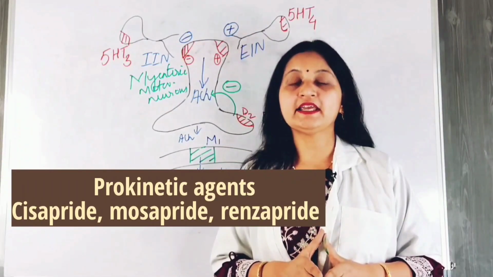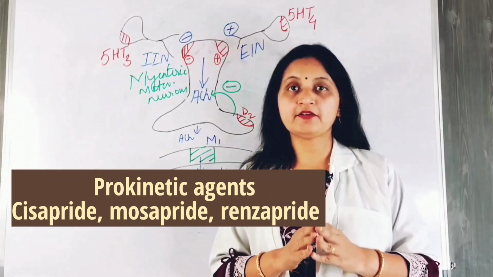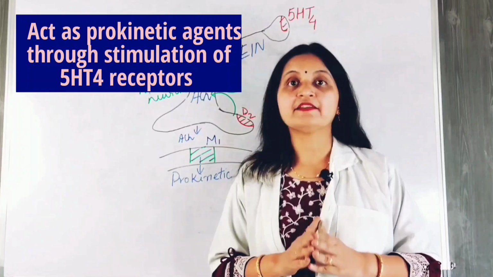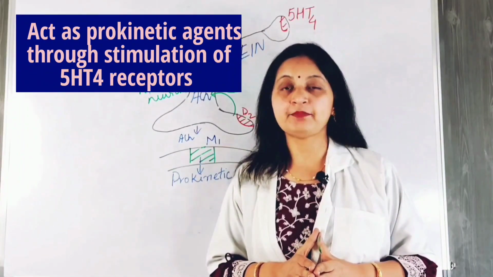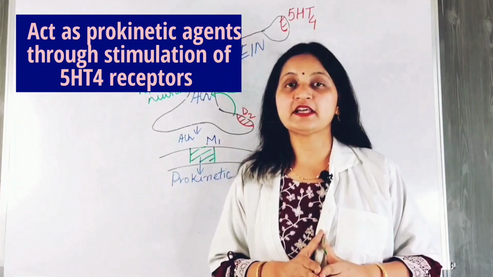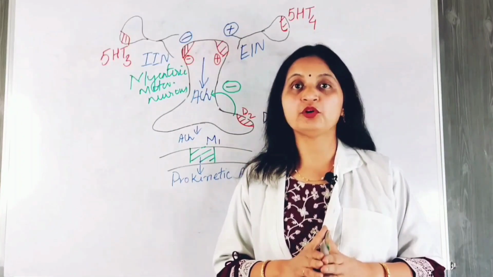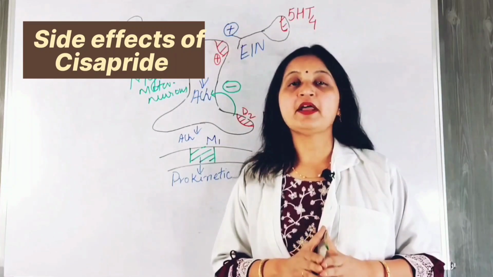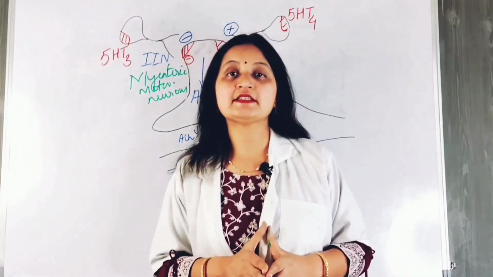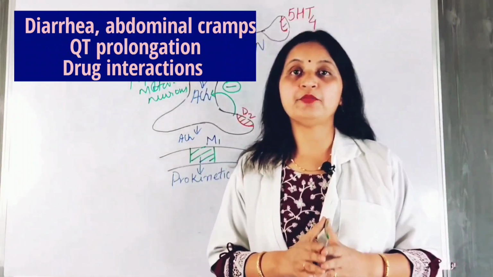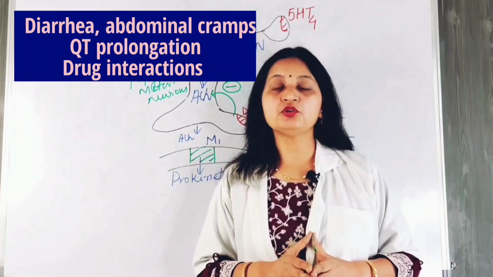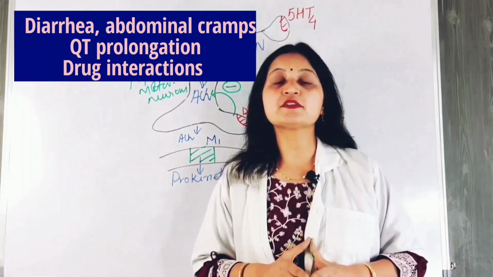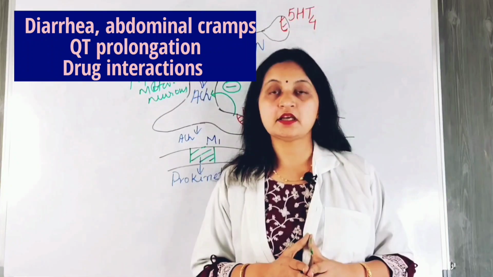Lastly, there are prokinetic agents such as cisapride, mosapride, renzapride which act through 5-HT4 receptors, and stimulation of 5-HT4 receptors increases the release of acetylcholine and enhances the gastric motility and the prokinetic actions of these drugs. Cisapride is known to cause side effects such as diarrhea, abdominal cramps, abdominal pain. It is also known to cause QT prolongation at higher doses, and this predisposes to ventricular arrhythmias.